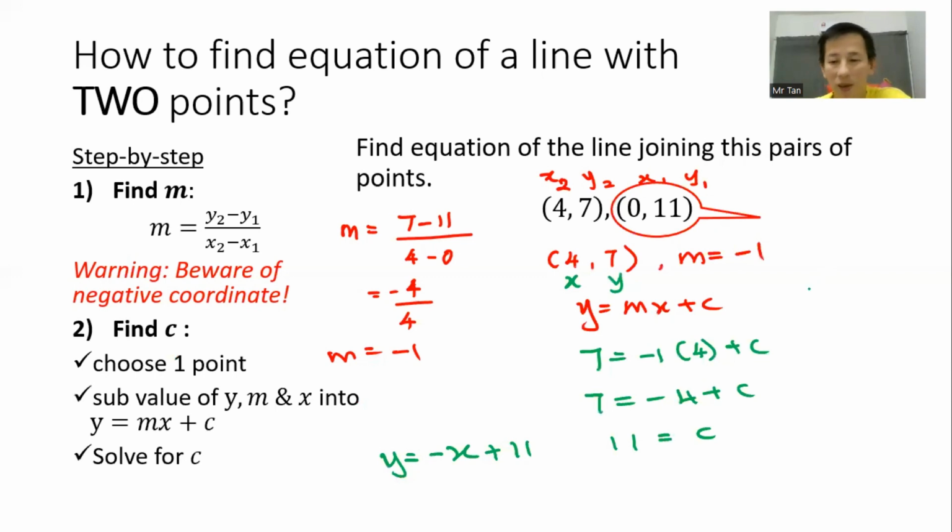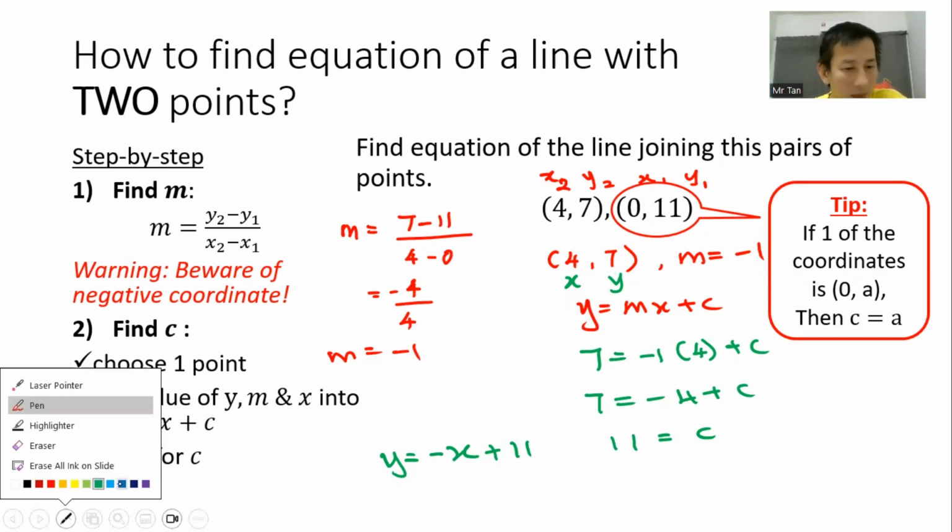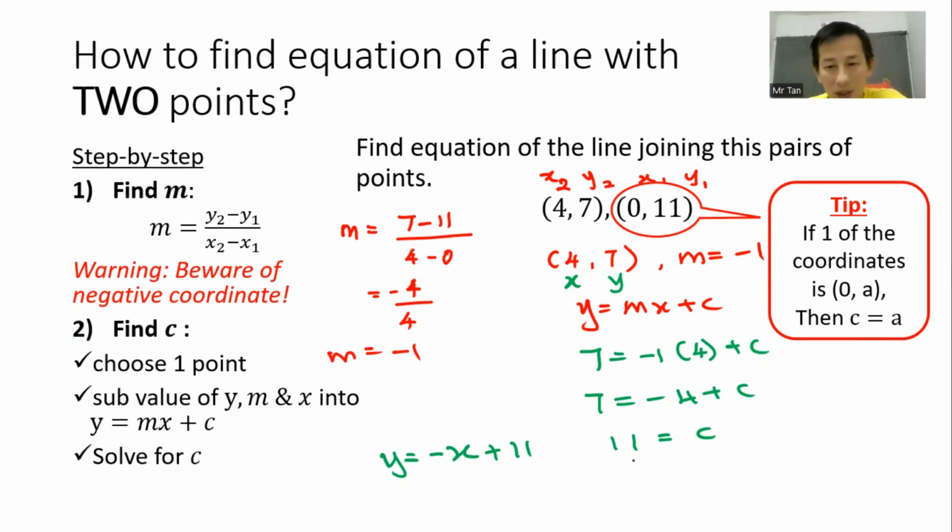Here's the tip. If one of the coordinates has x equal to 0, then the c should be the y of that point. In this case, it's (0, 11). Therefore, you can see your c is equal to 11. So actually, in this case, you no need to substitute. You can just take from this coordinate where the c is 11.